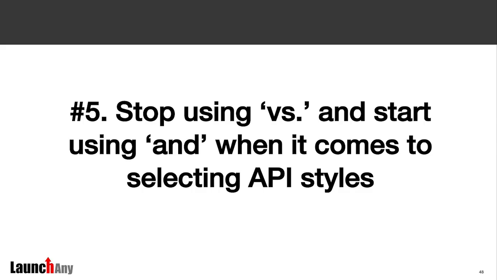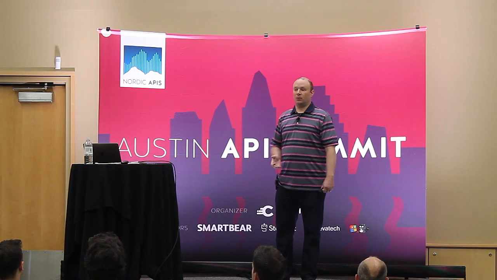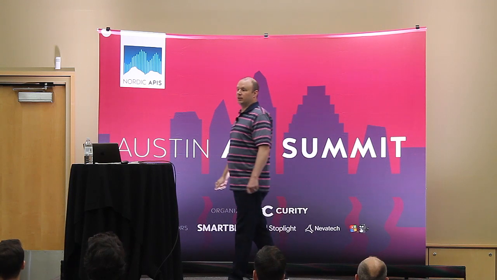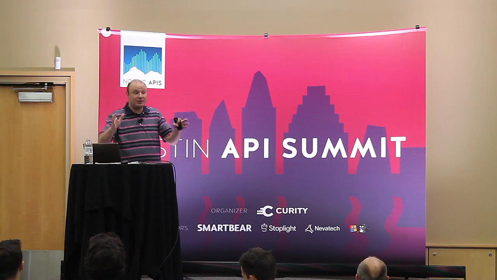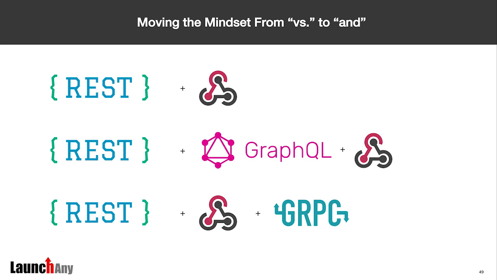And finally, stop using versus. I played that game with Java versus .NET. I've joked around with that with Vim versus Emacs, right? We've done that before. It's a no-win situation. It's kind of like in the end of WarGames where the computer finally figures out that maybe not playing that game is the best choice. Quit playing the versus game and play the and game.